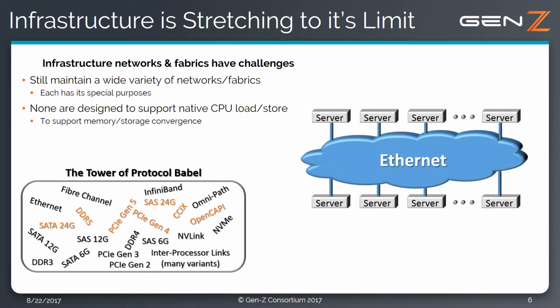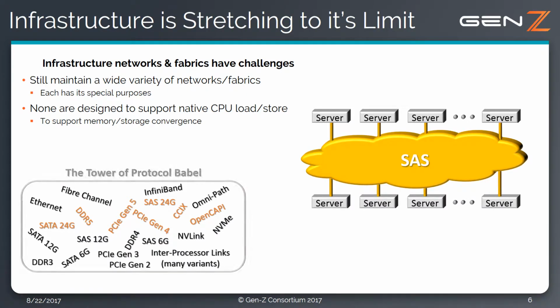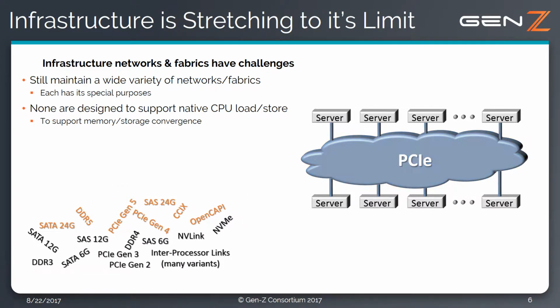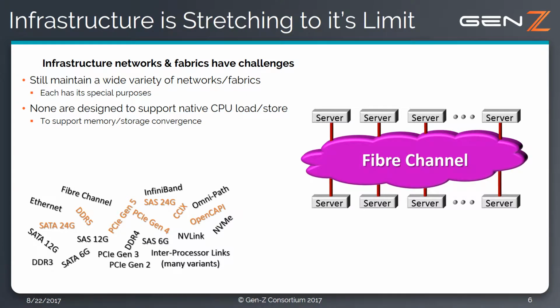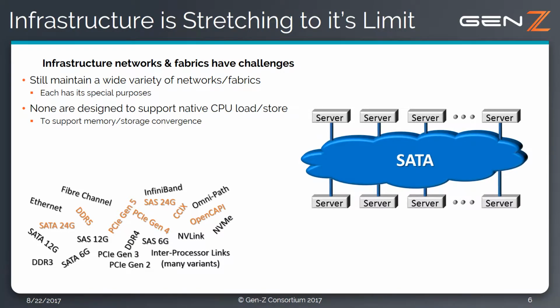The ability to be a memory semantic fabric is critical when we move from block, file and object-based storage to memory-based storage facilitated by byte addressable persistent storage class memory, or SCM, which we'll discuss shortly. If we take these network and fabric protocols and add them to our list of the internal server interconnect protocols here on the bottom right, what you'll see is that we have the proverbial Tower of Protocol Babel.